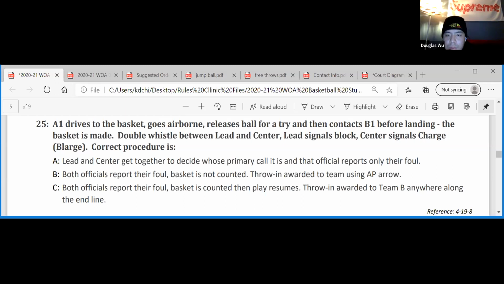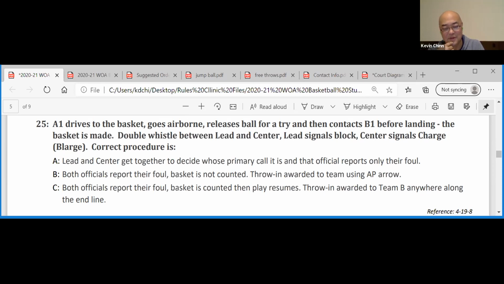Both officials report the foul. We count the basket, and then a throw-in is awarded to B. So what happens is, and I'm going to explain why this is the case, but first things first, both officials report the foul. So we're going to have a foul on A1.